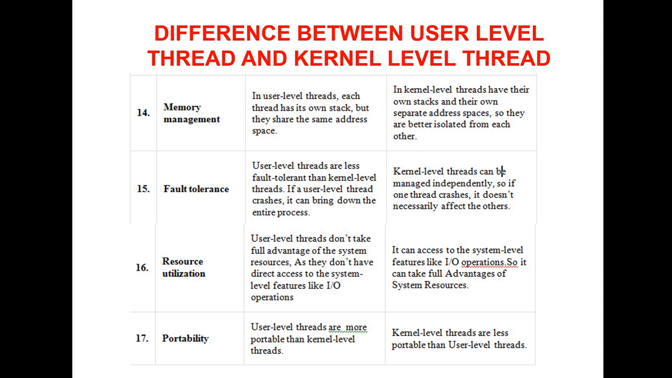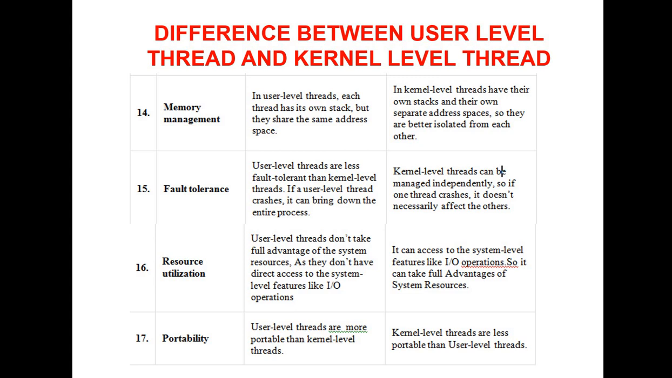Then the next parameter is resource utilization. User level threads don't take full advantage of the system resources, as they don't have direct access to system level features like input-output operations. A kernel level thread can access system level features like input-output operations, so it can take full advantage of system resources.